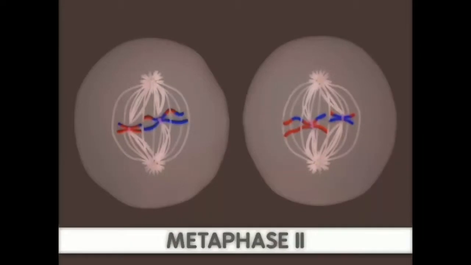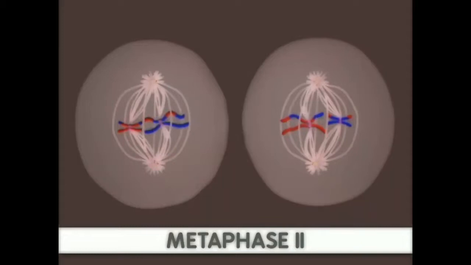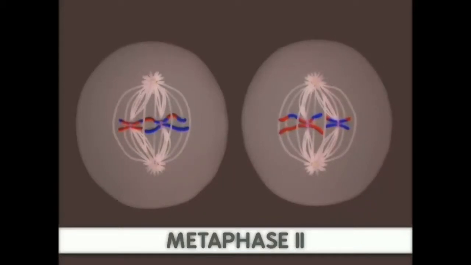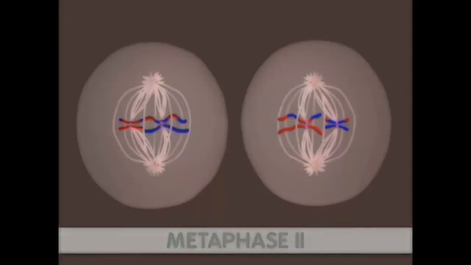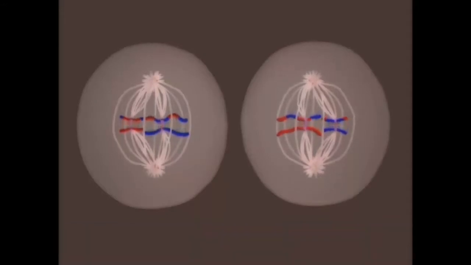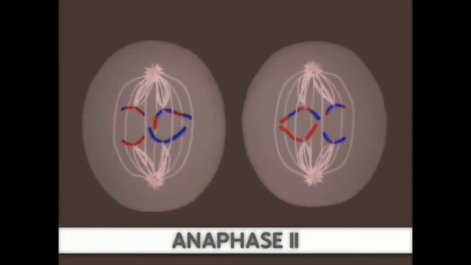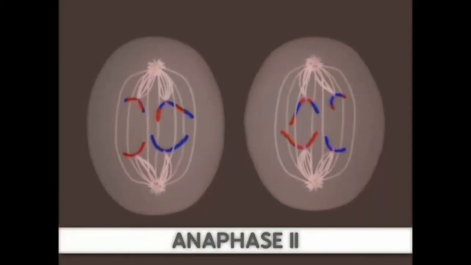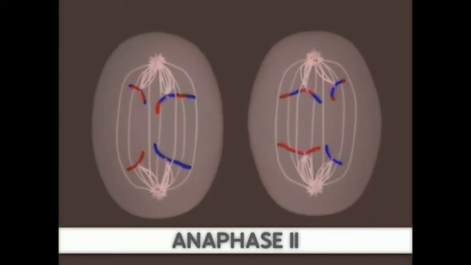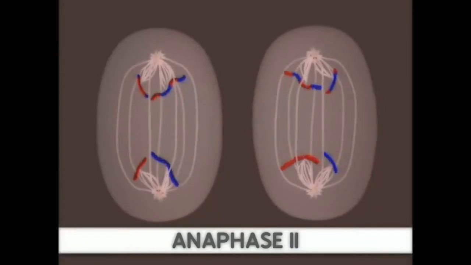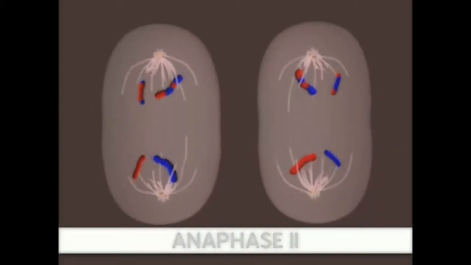In metaphase II, the chromosomes align at the equator of the cell. Again, the alignment is random. Since the sister chromatids are no longer identical, there will be many different possible ways for these chromosomes to align. In anaphase II, the sister chromatids are pulled apart as the microtubules shorten. Also, the ends of the cell are pushed farther apart as microtubules elongate.